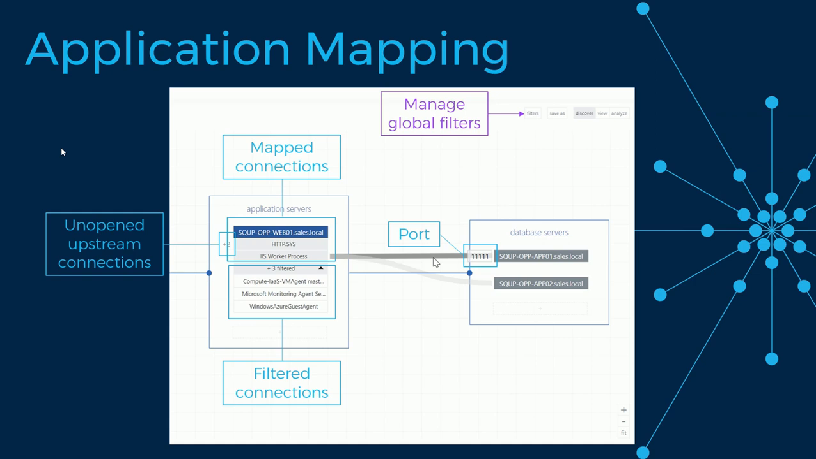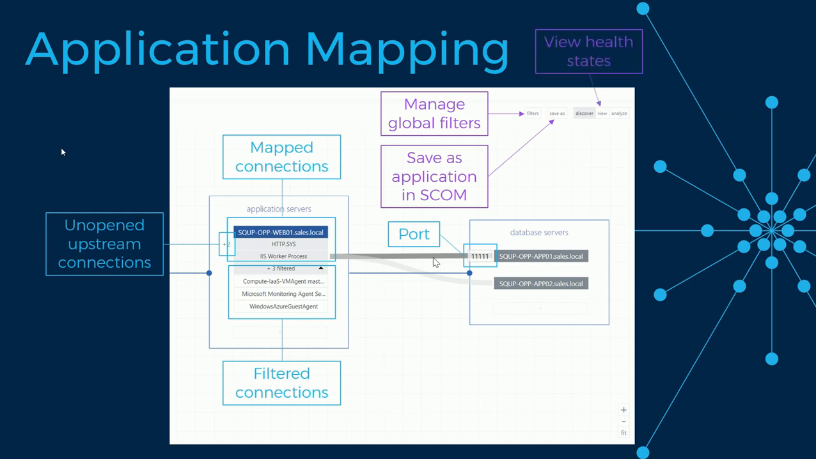So those things like the SCOM agent, or maybe if you've got a backup service running on every one of your servers, hopefully your SCOM admin is going to do a good job of making sure those are all assigned to global filters, and that can be done using filters here. We've got a Save As button, which is going to allow us to save this as an application back to SCOM. And up in the top right here, we're currently in Discover mode, and we've got two other modes available to us.